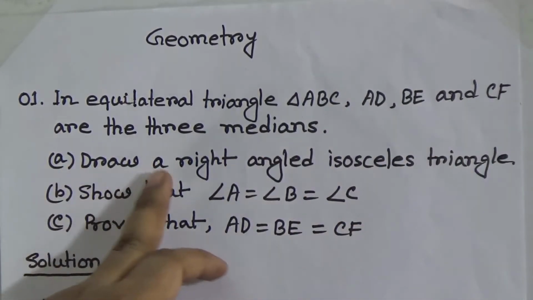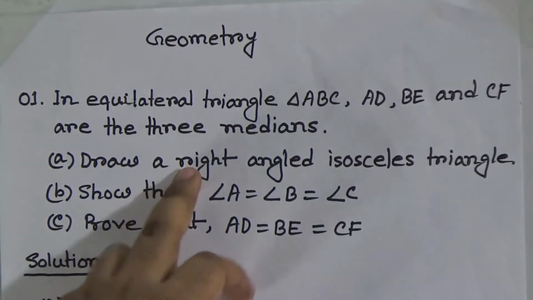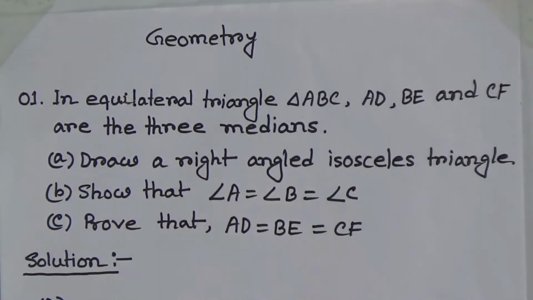Question number A. Draw a right angle isosceles triangle. What do you mean by isosceles triangle? An isosceles triangle means a triangle whose two sides are equal. But here a condition is also given, which is right angle. That means we want to draw an isosceles triangle which is also a right angle triangle. What do you mean by right angle triangle? A right angle triangle means a triangle whose one angle is a right angle.